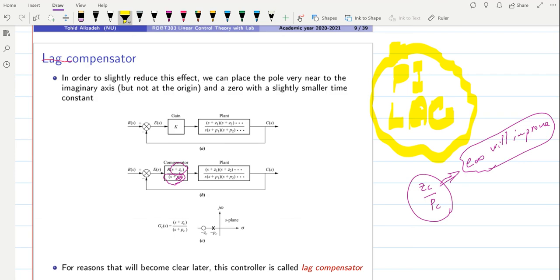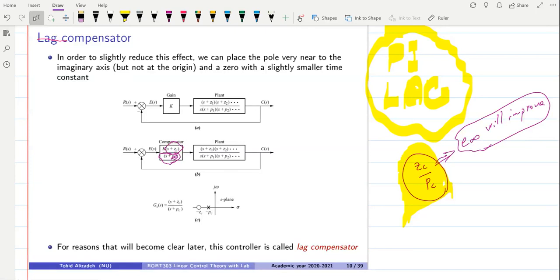But on the other hand, since the pole of the controller in the case of lag is not located at the origin, its effect in terms of increasing the settling time of the system will be better than what we have with the PI. In the next lecture, we will go through how to design a lag compensator in order to improve the steady state behavior of the system without destroying, let's say, the settling time for the step response.